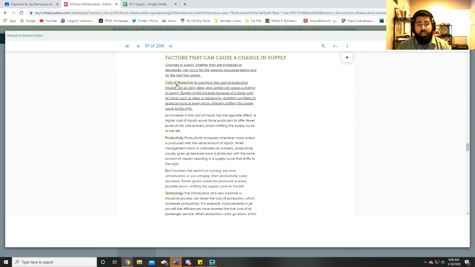The first one is cost of a resource, right? The next one is cost of productivity. I didn't realize I just underlined that stuff. That's okay. I didn't know you could do that. That's pretty dang cool of our textbook to do. Anyways, there's cost of a resource.